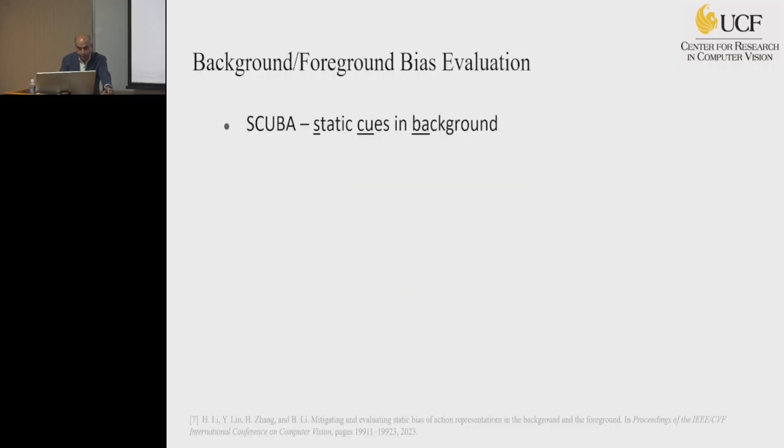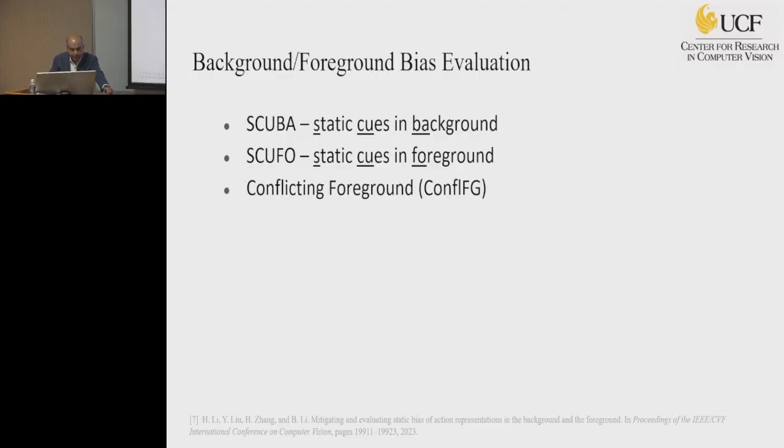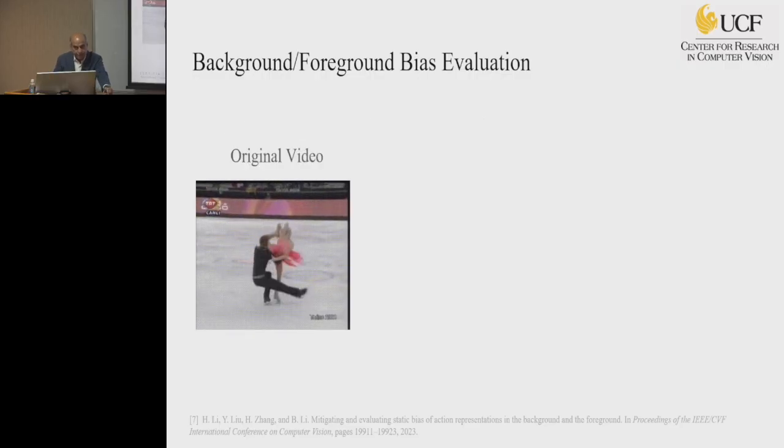Okay. So now the issue is, how do we evaluate? Because humans look at it and say, oh yeah, that's incorrect and so on, but it's very much more complex. So they have come up with these evaluation metrics. One is called SCUBA, static cues and background. The other is called SCUFO, which is static cues and foreground. And the third one is conflicting foreground. And here are examples.